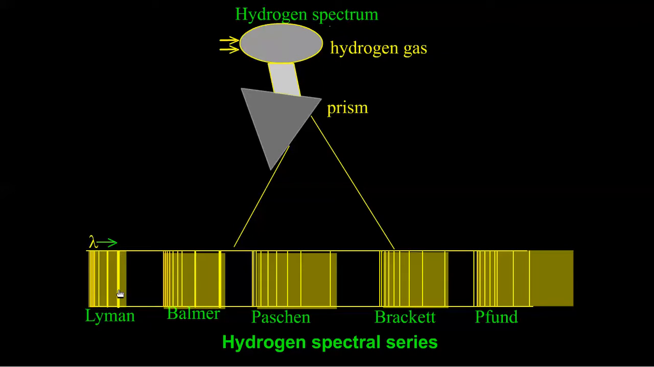Look here, each line is called a spectral line. This is one line, this is another line, like this. These lines are arranged according to the wavelength. As you move from one line to the next, wavelength increases but frequency decreases. For example, in this Lyman series, this is the longest wavelength and this is the shortest wavelength, but its frequency is low when compared to the frequency of this line.